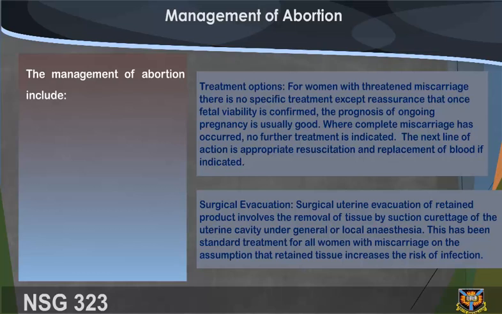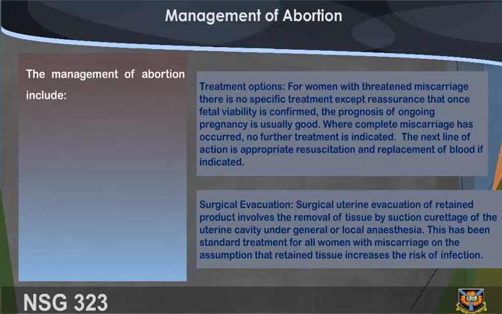Management of abortion. The management of abortion includes treatment options and surgical evacuation. Treatment options. For women with threatened miscarriage, there is no specific treatment except reassurance that once fetal viability is confirmed, the prognosis of ongoing pregnancy is usually good. Where complete miscarriage has occurred, no further treatment is indicated. The next line of action is appropriate resuscitation and replacement of blood if indicated.